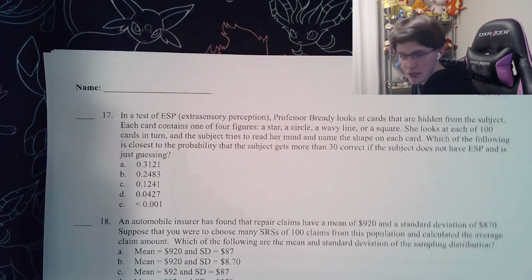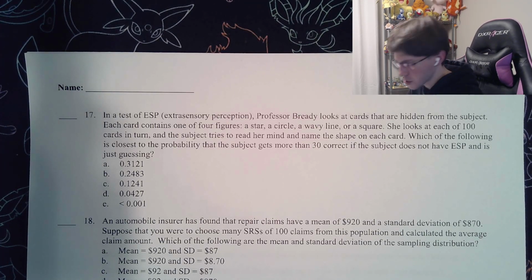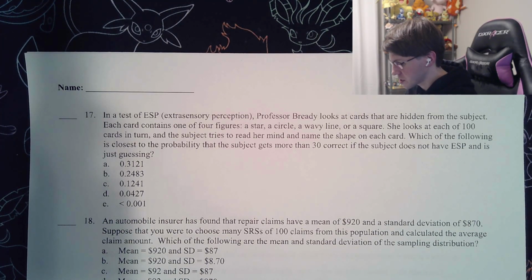So number 17 here, we have our ESP situation, extrasensory perception. Professor Breedy looks at cards that are hidden from the subject. Each card contains one of 4 figures: star, circle, wave, whatever. She looks at 100 of these cards, tries to read her mind and guess the shape, so you have a 1 in 4 chance of getting it right. Which of the following is closest to the probability that the subject gets 30 correct if the subject does not have ESP and is just guessing?